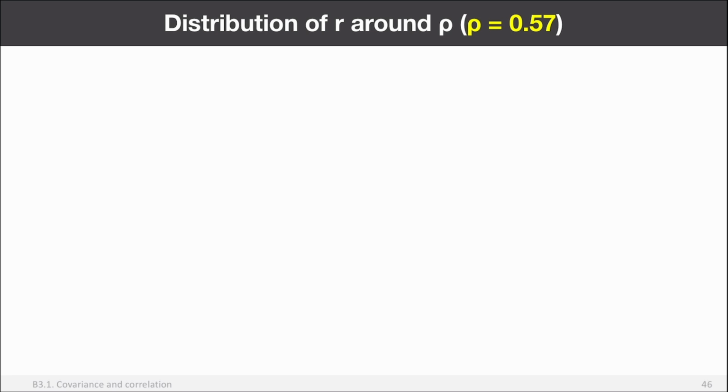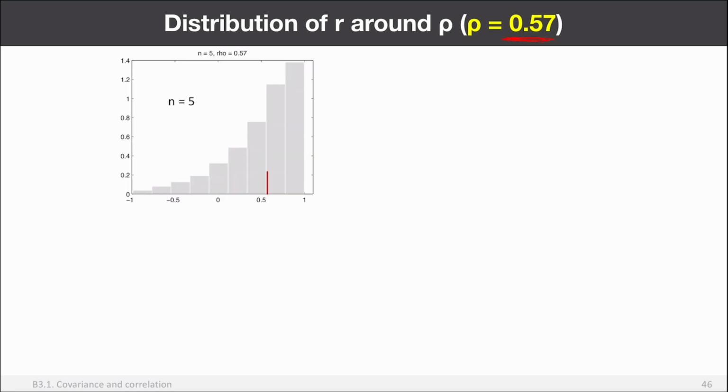Now, what happens if the population correlation coefficient is moderate? In this case, you can see it's around 0.6, so it's not a very strong correlation between X and Y. Will it influence anything? Well, it will. Look, this is sample size 5, and now you can see it really got bananas, right? It goes from -1 to +1.